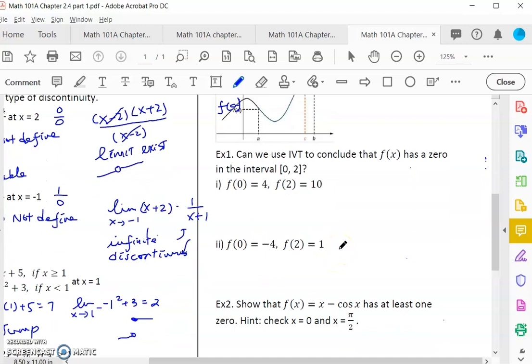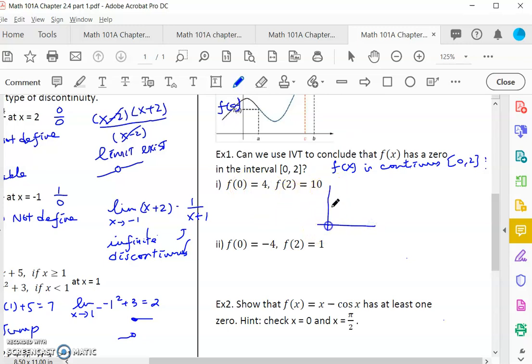Okay, let's do the first example. Suppose f of x is continuous. Of course, I didn't specify it. f of x is continuous in the interval 0, 2. In this, we know it's continuous. And then f of 0 is 4, f of 2 is 10. So you can imagine the graph being like this.